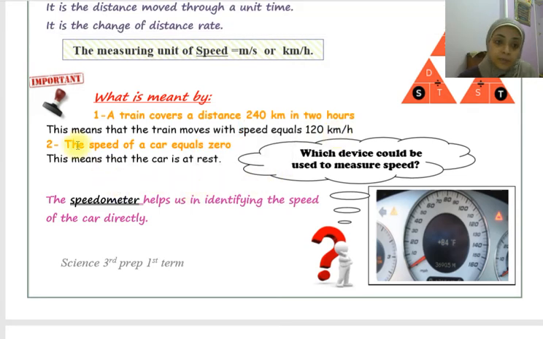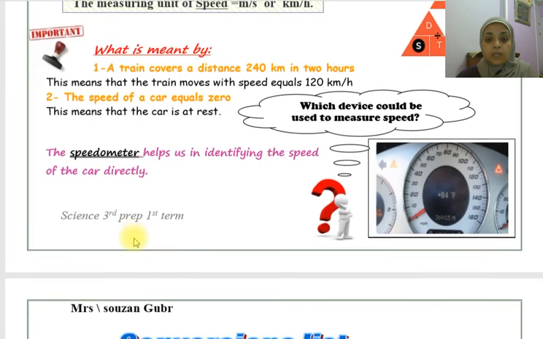Another question, we have the speed of a car equals 0. When the speed of any object equals 0, of course, the object is at rest or doesn't move, in a static state. Car or any object, its speed equals 0.